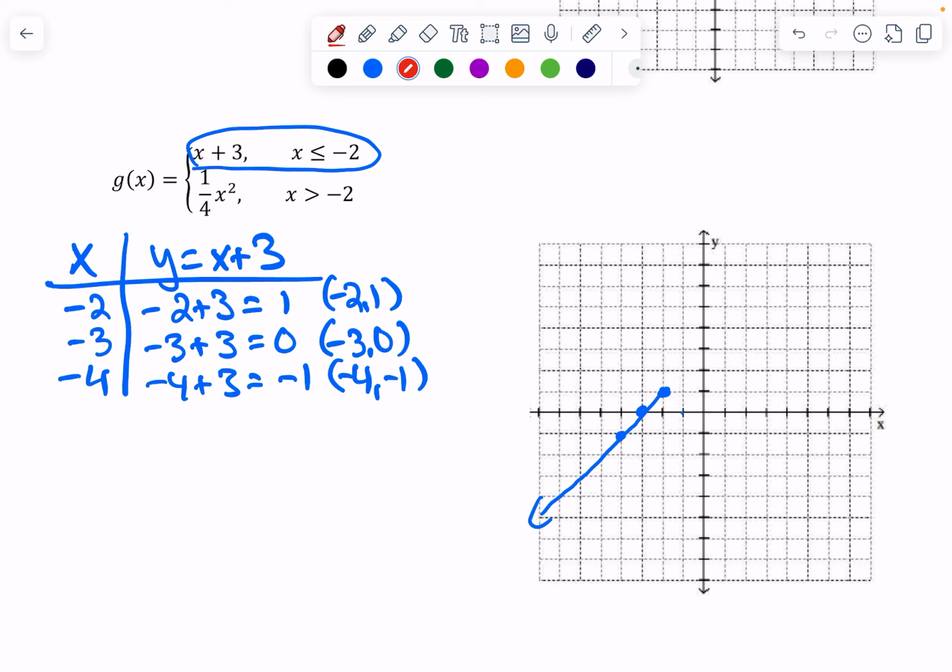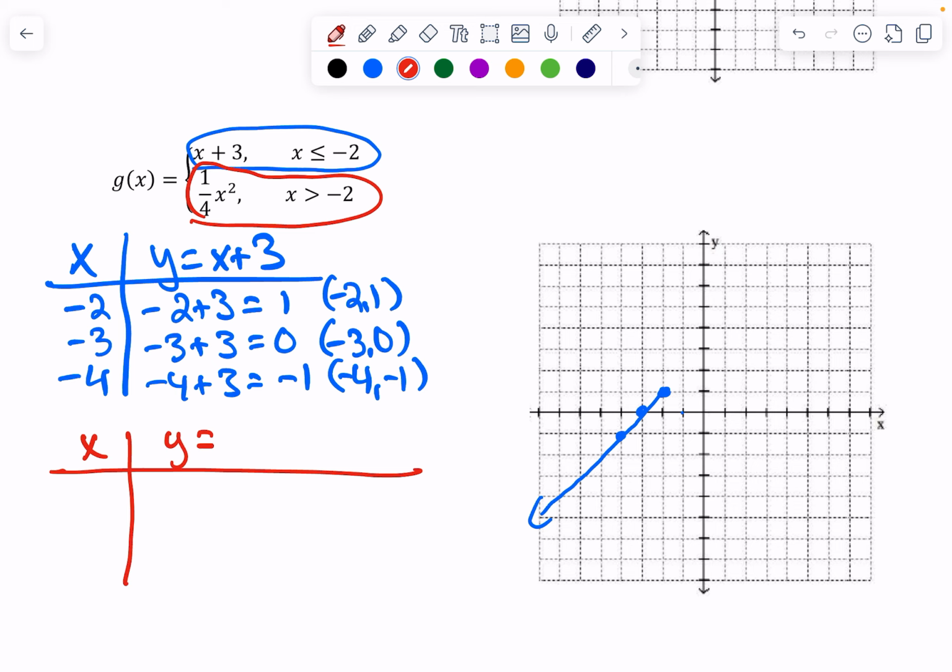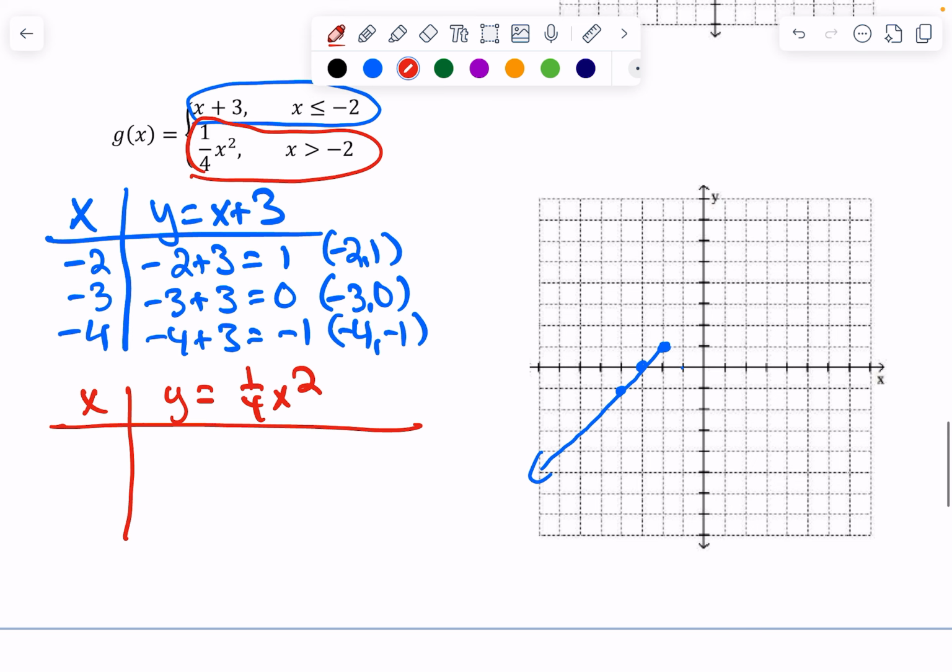Now, the other part here, negative 2 is not included. We still need to calculate that negative 2 so that we know where it starts. That would be the circle. So we're going to start with -2, not, we're going the wrong way. Going up, -1 and 0. And let's see if we can get enough of a graph from that.